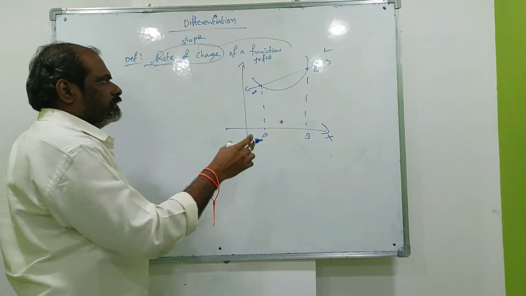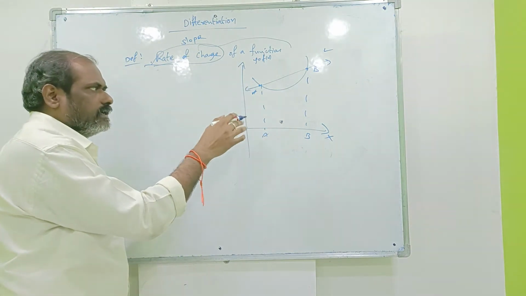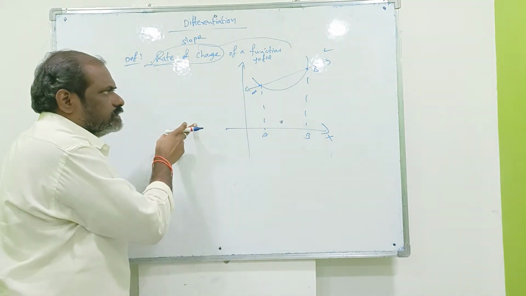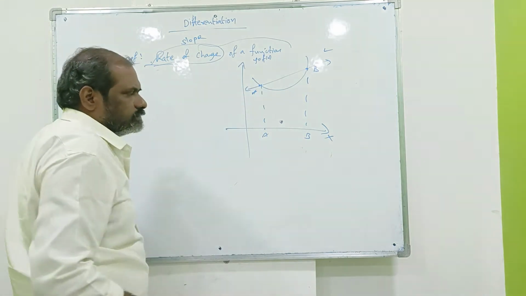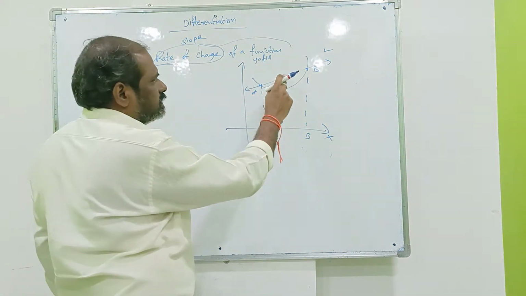A line intersecting the curve, a line which intersects the curve, is a secant line. A line which touches the curve is a tangent line. If a line intersects a curve, we call it a secant line. If a line touches the curve, that is called a tangent line. But this one intersects the curve, so this is a secant line.